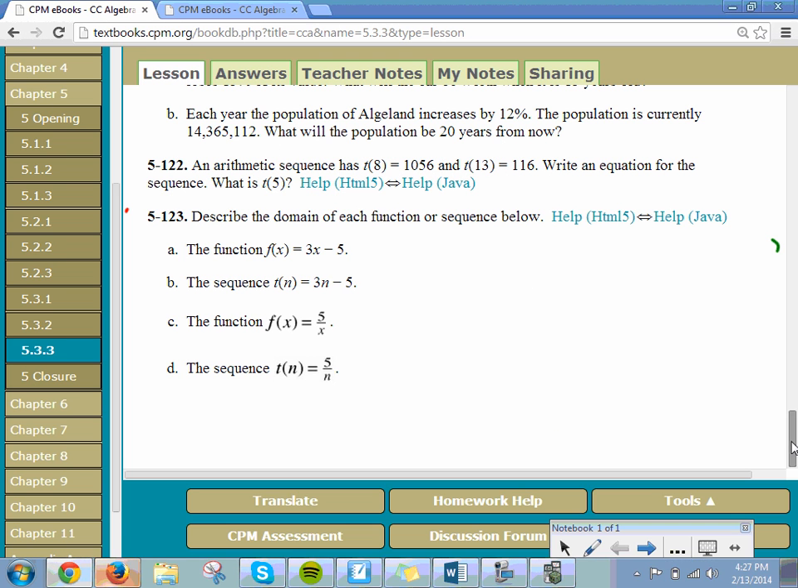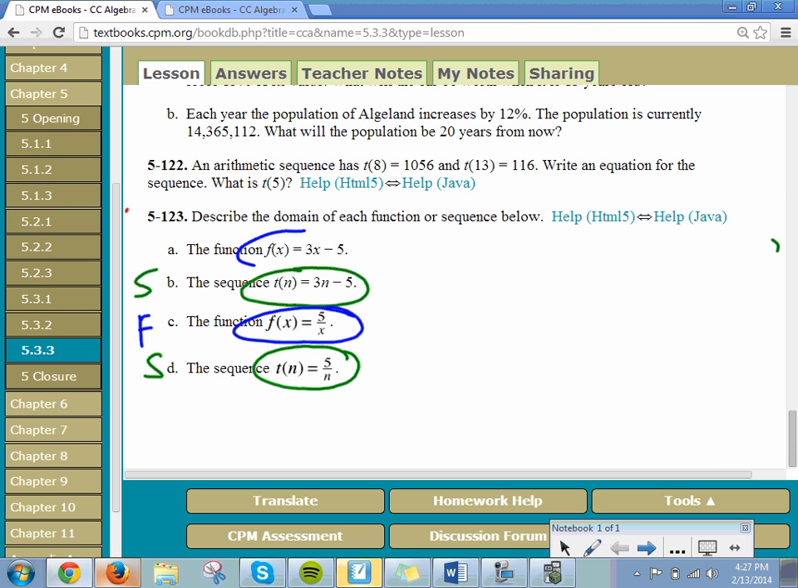Lastly, in 123, it tells us to describe the domain of each function or sequence below. So really what we're looking for is here, we've got a T of n, a T of n. These are our sequences. And then we've got functions. And the first function, we look at the domain, and we want to look for any restrictions. Now we talked about how functions can be all real numbers, and here it looks like I can plug in all real numbers.